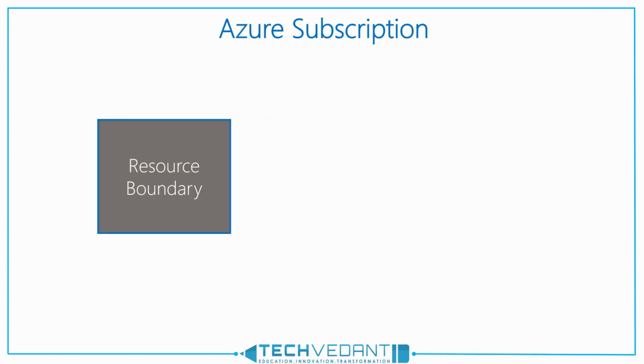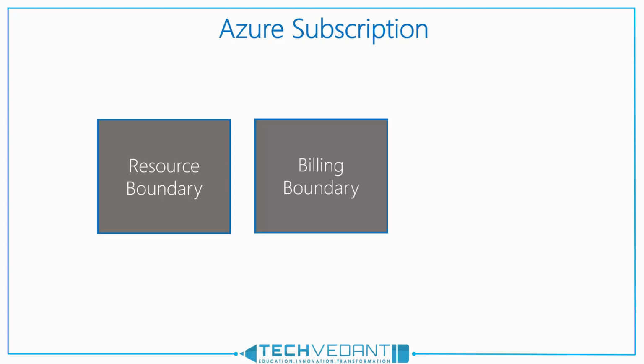Any Azure solution is shaped by 3 types of boundaries defined by Azure subscription. First is resource boundary. Azure subscription defines baseline what types of resources can be deployed and sets threshold on number of resources. Second is billing boundary. Azure subscription forms the billing point for the solutions. Resource consumption is aggregated and billed at subscription level.